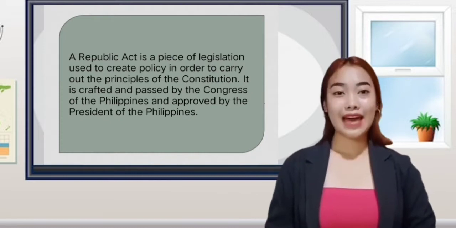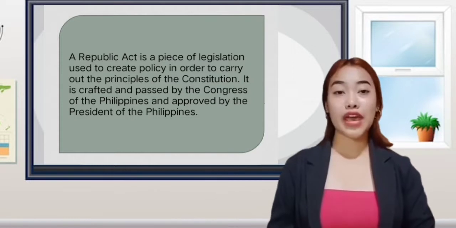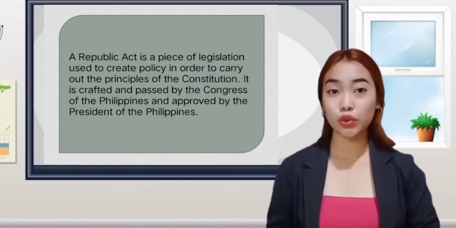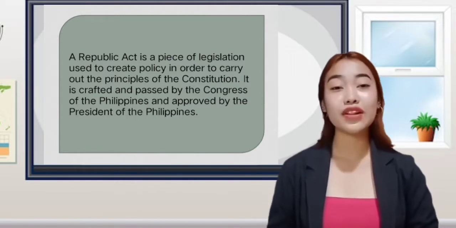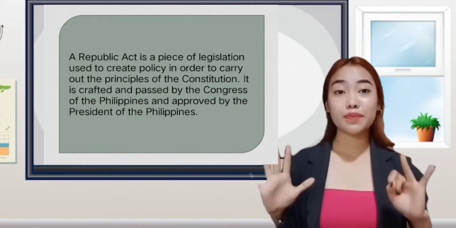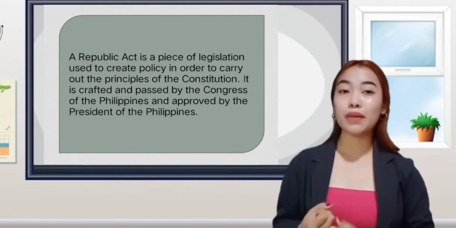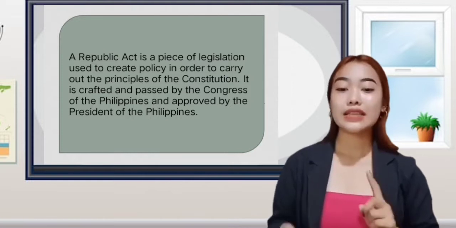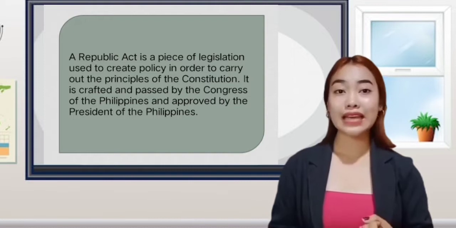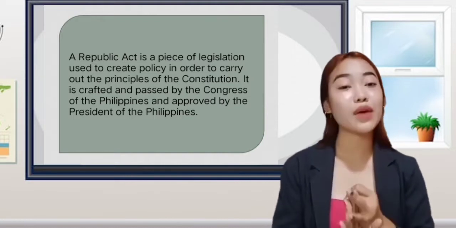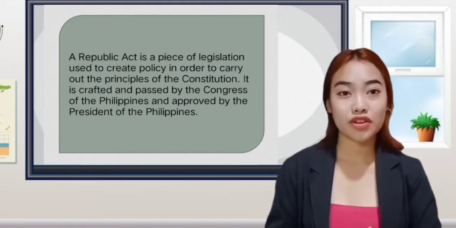A Republic Act is a piece of legislation used to create policy in order to carry out the principles of the Constitution. When we say Constitution, it means saligang batas. In the Philippines, we have 7 principles of the Constitution, namely popular sovereignty, republicanism, federalism, separation of powers, checks and balances, limited government, and individual rights. But I will not dwell more on that. You can search for the meaning of the 7 principles of the Constitution.